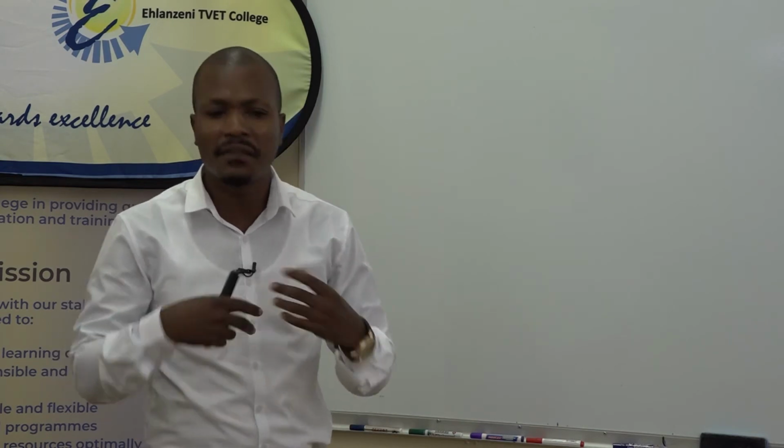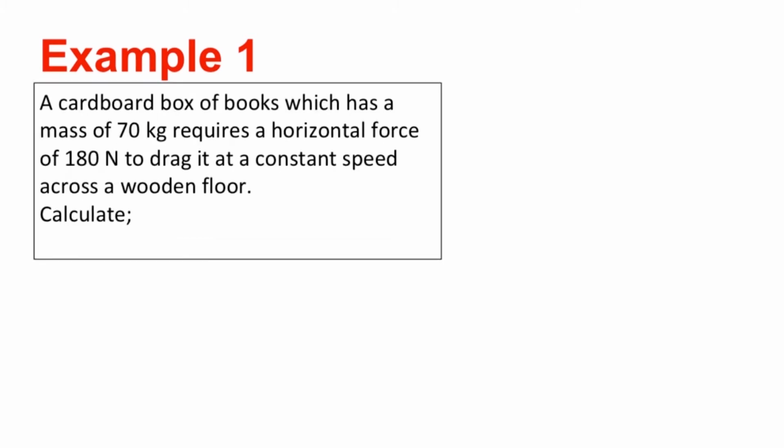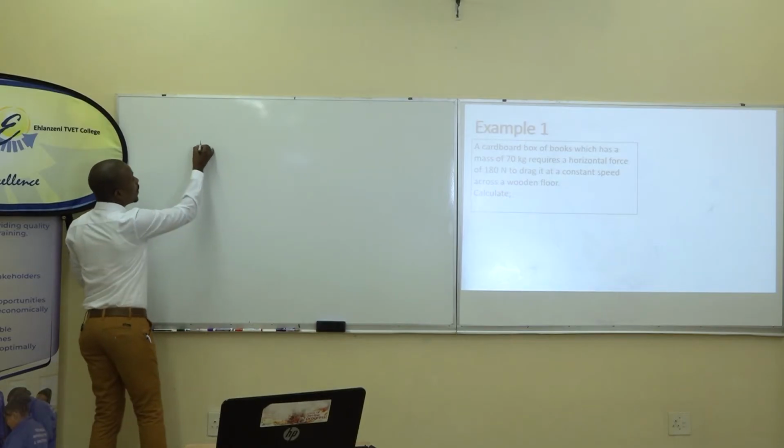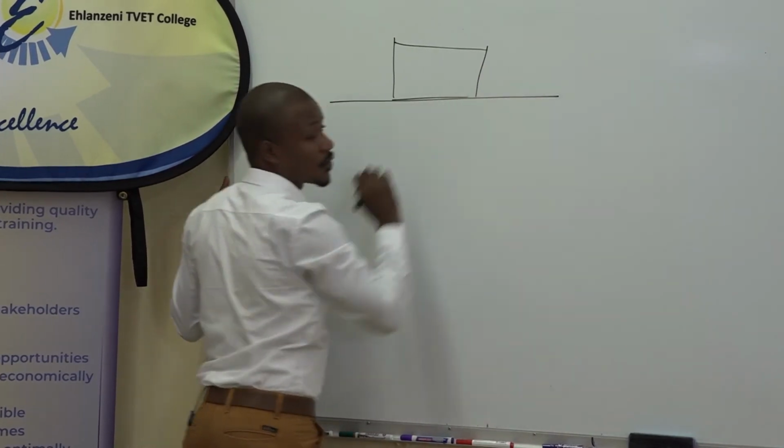Now, since we've spoken about friction, I believe that you now understand what friction is, where we find friction, the advantages of friction, the disadvantages of friction, and all that. Let us now try to put friction into practice to find the exact values that you obtain in a certain scenario. We have an example. A cardboard box of books which has a mass of 70 kg requires a horizontal force of 180 Newton to drag it at a constant speed across a wooden floor. For you to calculate this, we must go back to the nature of this cardboard box, which is placed on a horizontal plane.